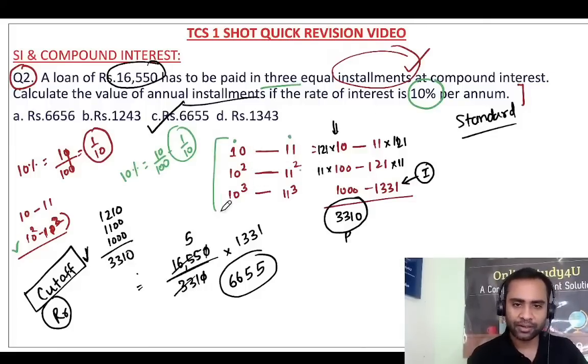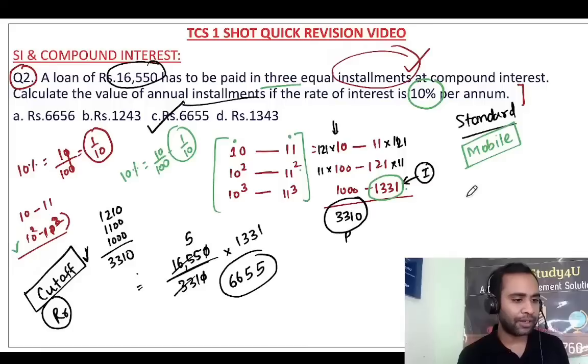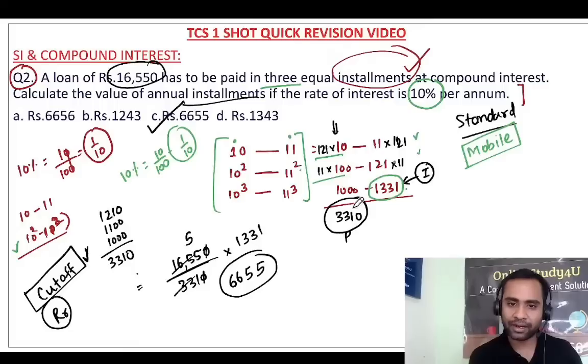After this, what you have to do? As you know, 11 cube is 1331, 10 cube is 1000. Now you know the installment will always be the same. If you buy any mobile phone on EMI, you will have to give equal installments. So for making the installments same, I have multiplied by 11 here and by 121 here. Now it is 1210, 1100.